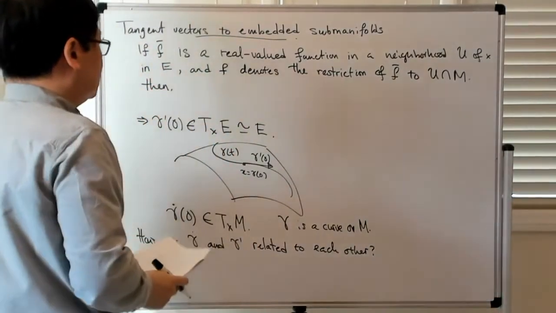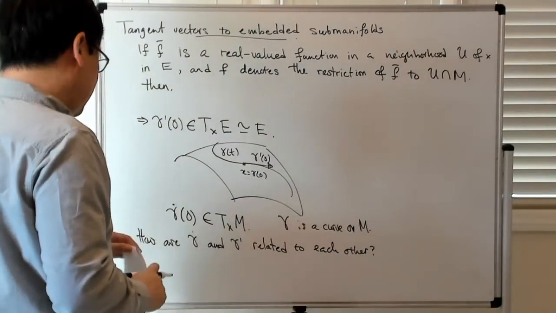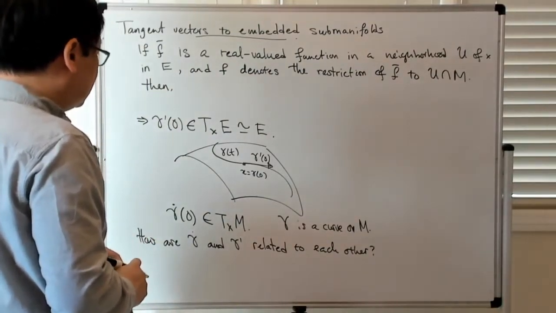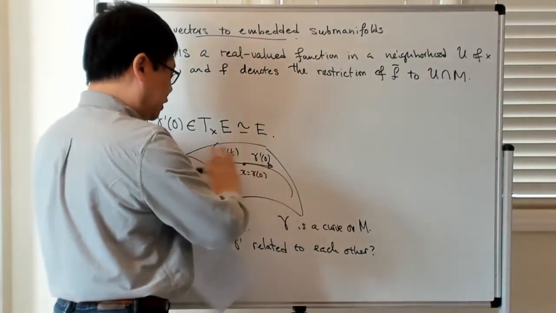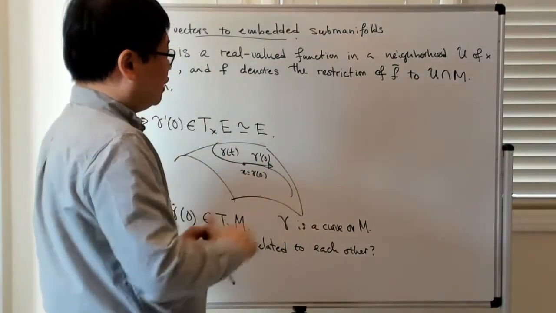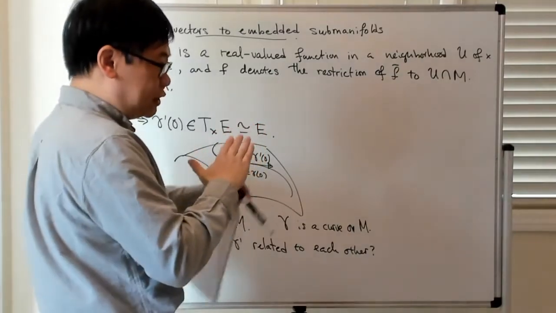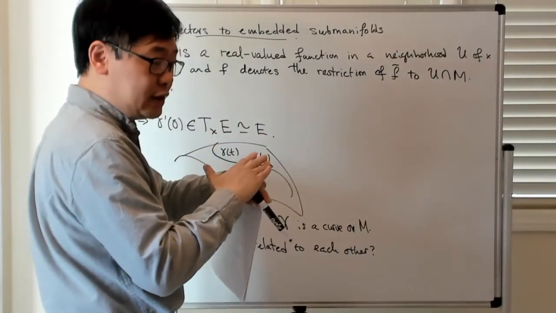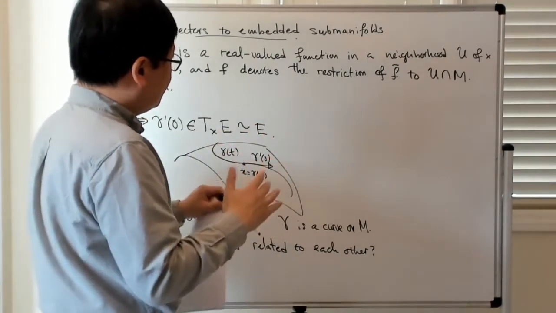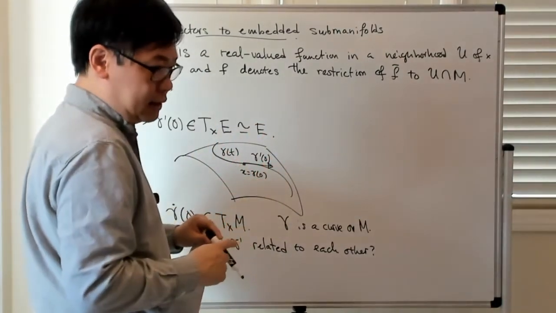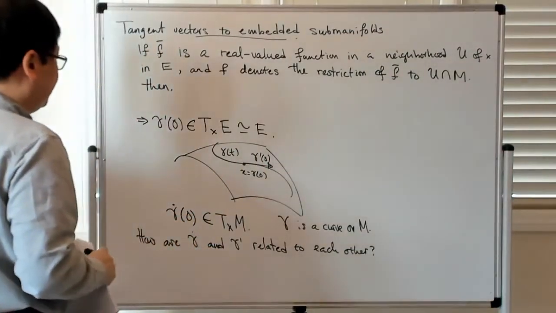So what's going on here? Another way of thinking about it is that maybe you have a function f defined on the manifold M, and you can think of f bar as a smooth extension of that function into the vector space which M is embedded in.